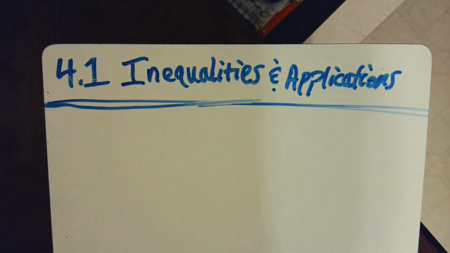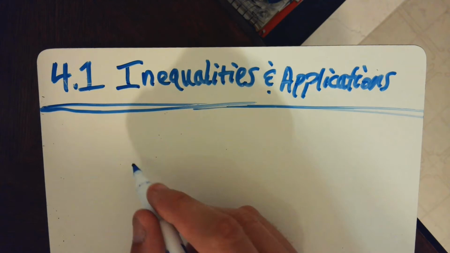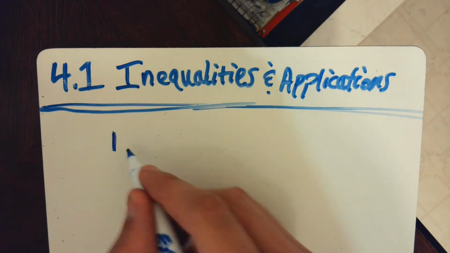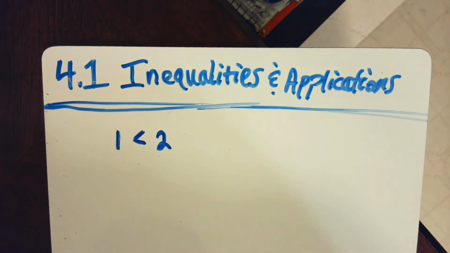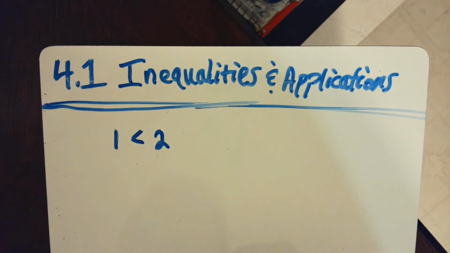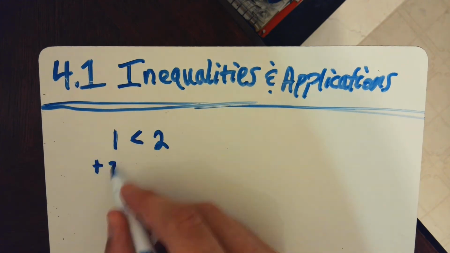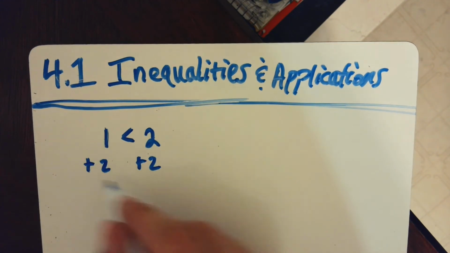This video is on section 4.1, and the first thing we're going to talk about is the addition principle. So let's just say we have the true inequality that 1 is less than 2. So we know 1 is less than 2. Now let's say that we take this and we add 2 to both sides. Do we still have a true inequality? So I'm going to take 2, add to both sides.